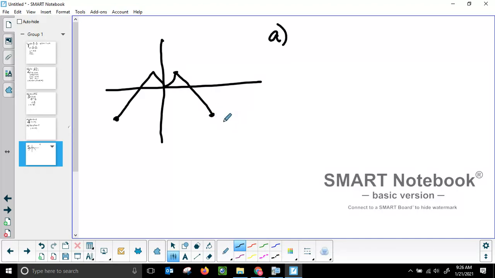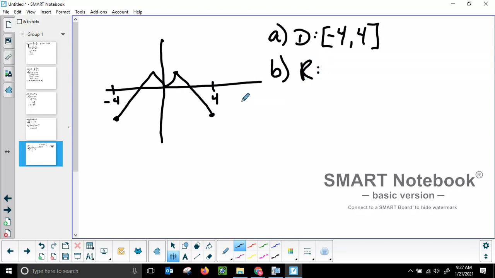All right, so my domain over here, this is negative 4, and this is positive 4. So the domain would be from negative 4 to 4 inclusive. All right, B, the range. All right, well, down here we have negative 2. Up here we have positive 1. So my range is from negative 2 to 1, also inclusive.